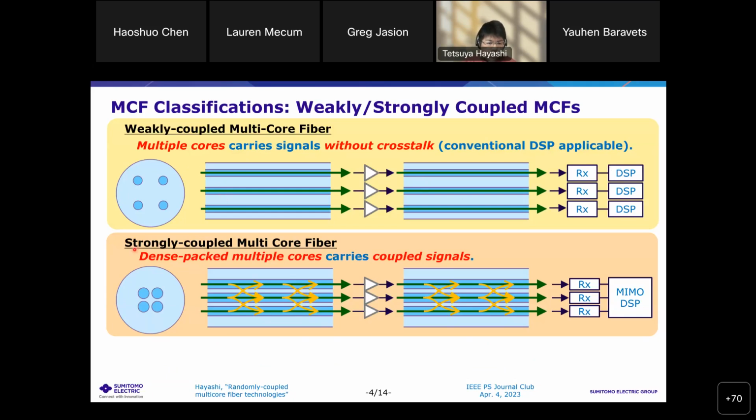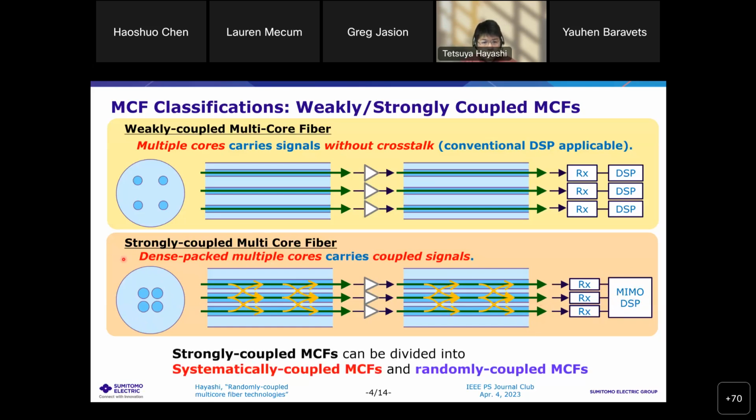In the strongly coupled multi-core fibers, the cores are more tightly packed in the cross section of the fiber. In such fiber, signals are mixed between the cores, and such mixing must be undone on the receiver side by multiple input, multiple output digital signal processing.